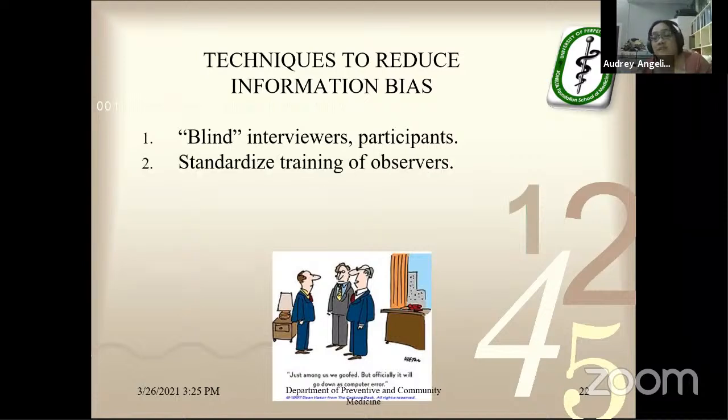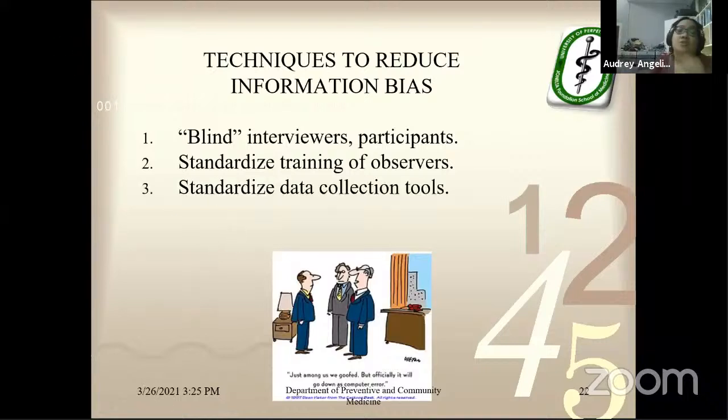Standardized training of observers. This is when, for example, you do your objective clinical examination, you do have a checklist to follow so that your observers will look for certain things that you have to do, minimum pass level to pass the examination. Okay?